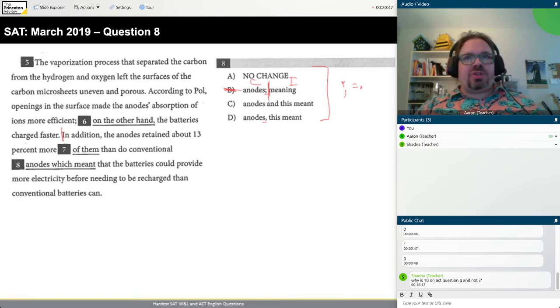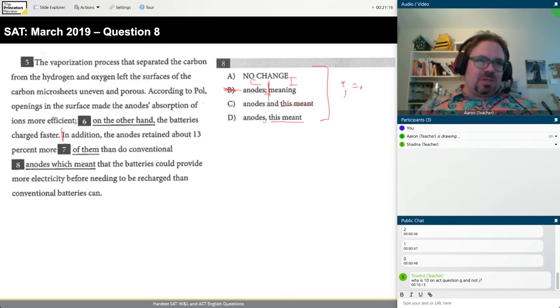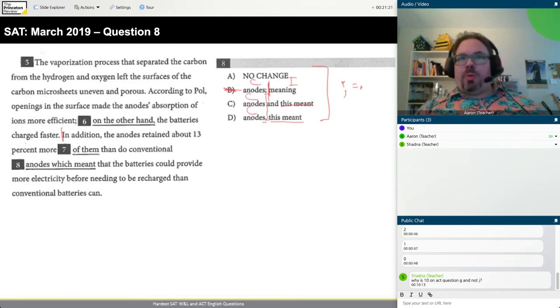And what I've also started to notice is that if I start with "meaning," that's an incomplete idea. I'm looking at C and D, and they both start with "this meant" after that phrase. So in fact, we have some kind of punctuation going on. Considering we already know up to the word "anodes" in both of these versions is complete, the punctuation's changing, and that matters.